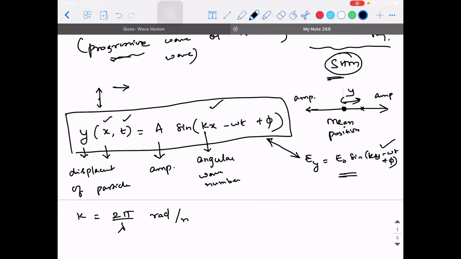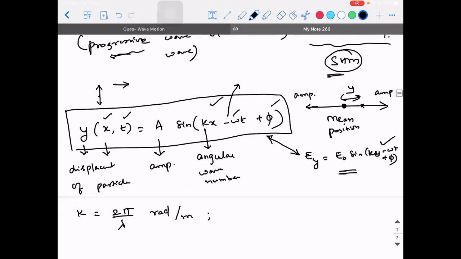Okay. Similarly, omega obviously stands for angular frequency, phi stands for initial phase. One last important point to be noted is that when a wave is traveling in the positive x direction, then you will have a minus sign here. So the negative sign indicates energy is getting transmitted in which direction? The wave is progressing in the positive x direction.